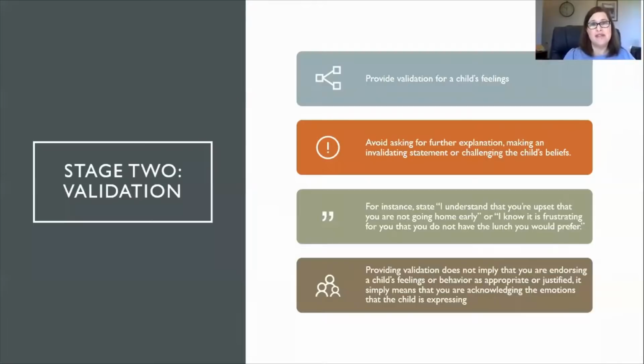Moving on to stage 2 of trauma-informed educational practices. Validation is the next stage that we'll be discussing. Providing validation is allowing the child recognition of his or her current emotional state. We want to provide validation for children and adolescents' feelings. When providing validation, we want to avoid asking for further explanation, making an invalidating statement, or challenging the child's beliefs.